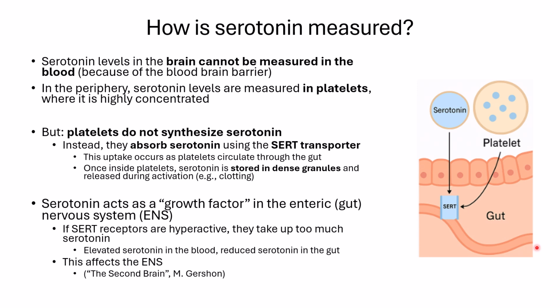Yes, this is the book, The Second Brain by Michael Gershon, that I was referring to before. And so this kind of redistribution of serotonin from different parts of the body, specifically from the gut to the platelets, that can lead to some interesting outcomes. And here we come to this experiment that was so interesting to me. The Margolis, as I call it, mouse model, because that's the last name of the first author of that paper. That's a paper from 2016.